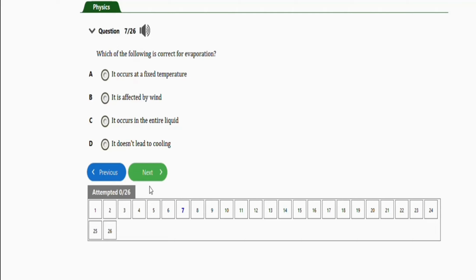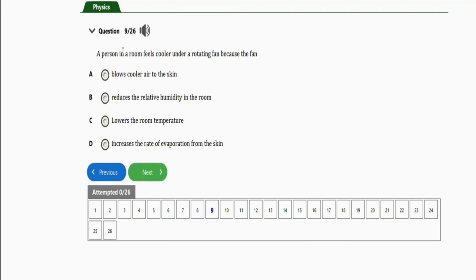Next question is this one. It says which of the following processes occurs at the surface of a liquid? The correct option is option A, which is evaporation. It is not boiling, not melting, not sublimation. So evaporation occurs at the surface of a liquid.